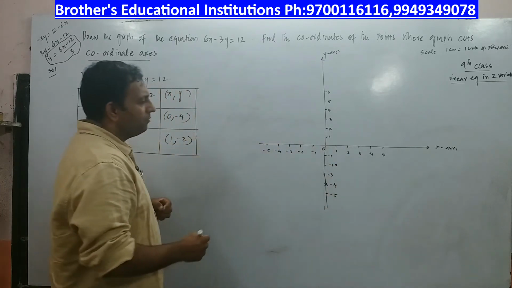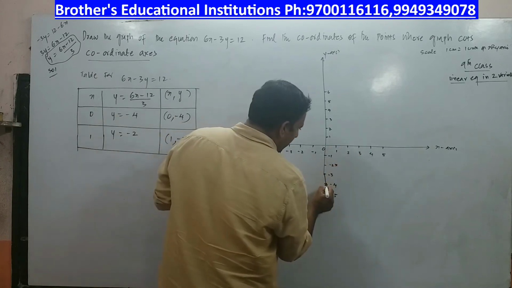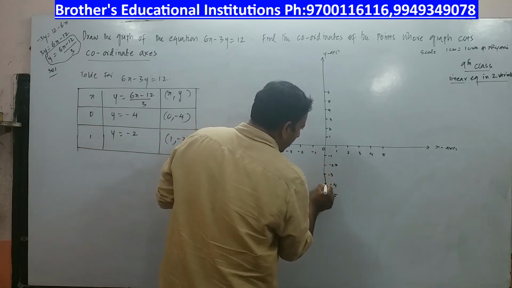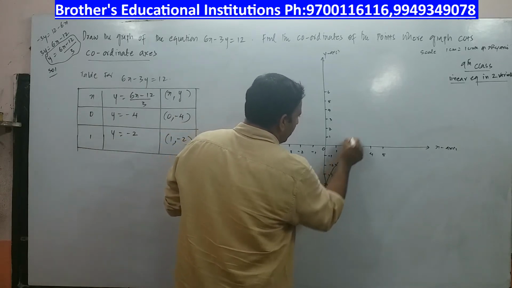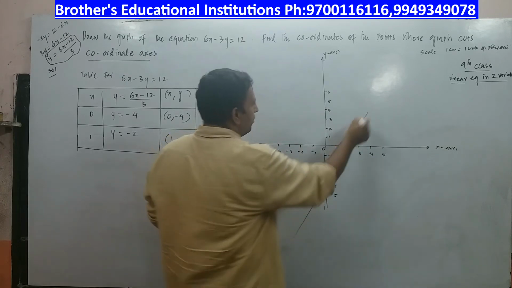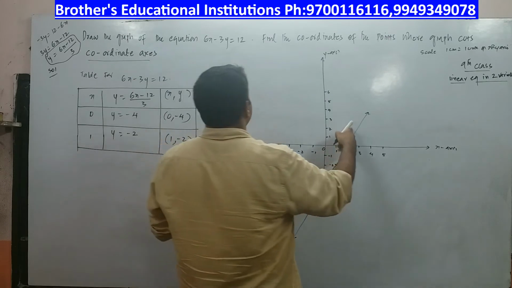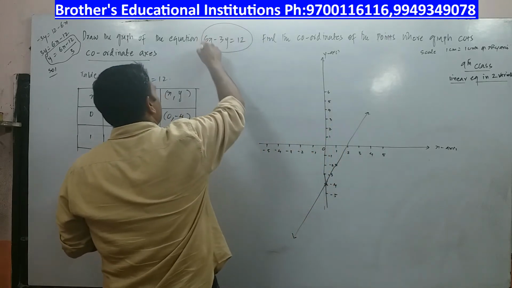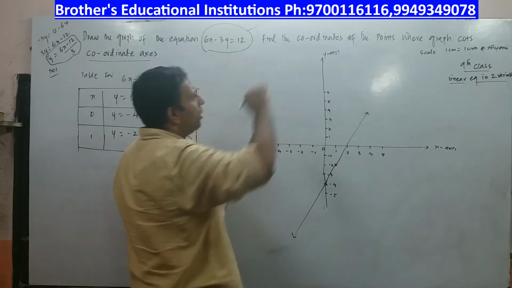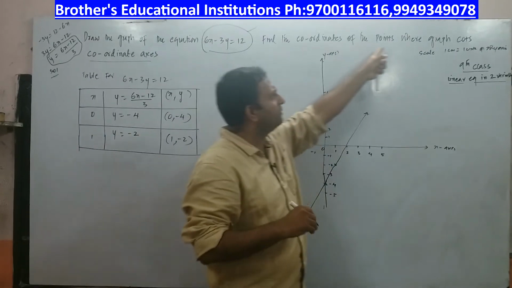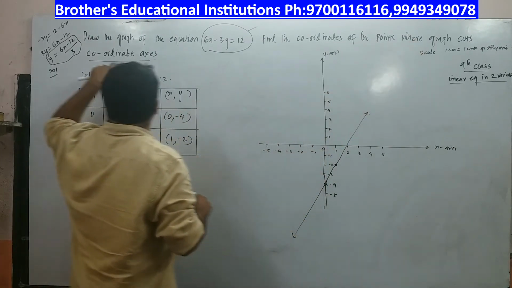So now, when 2 points are there, you must take a scale and you must join this. And not only you should join, you must extend this also, because we want a straight line. Put an arrow here, put an arrow here, and what you got is the graph of this given particular equation. So that is the first part of the problem. He also asks you to find the coordinates of the point where graph cuts coordinate axis.